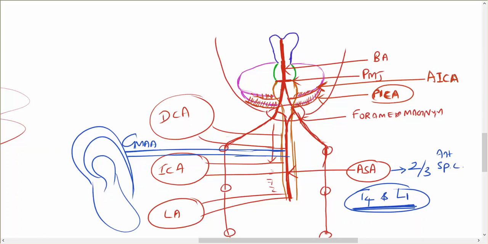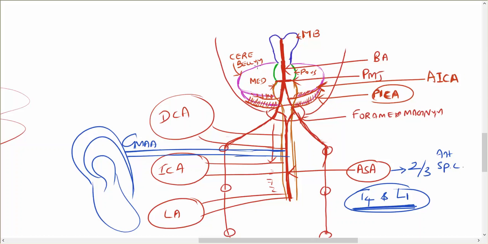So once again, I draw the parts of the brain here. Let's label the parts of the brain: this is midbrain, this is pons, and this is medulla, and what is this? Cerebellum.